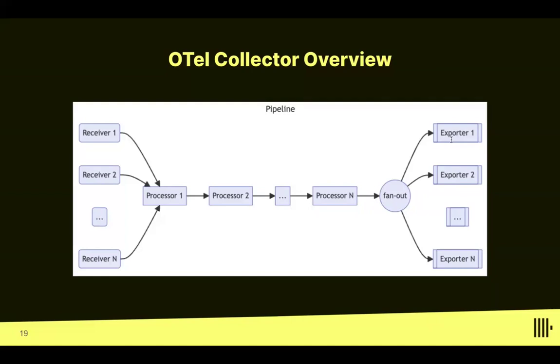Now, the last step is exporters. Exporters are meant to send data somewhere. It could be stored, it could be processed, it could be shipped somewhere to another OTel collector, or to the backend data store. The goal of an exporter is to get rid of this data from this particular OTel collector instance.